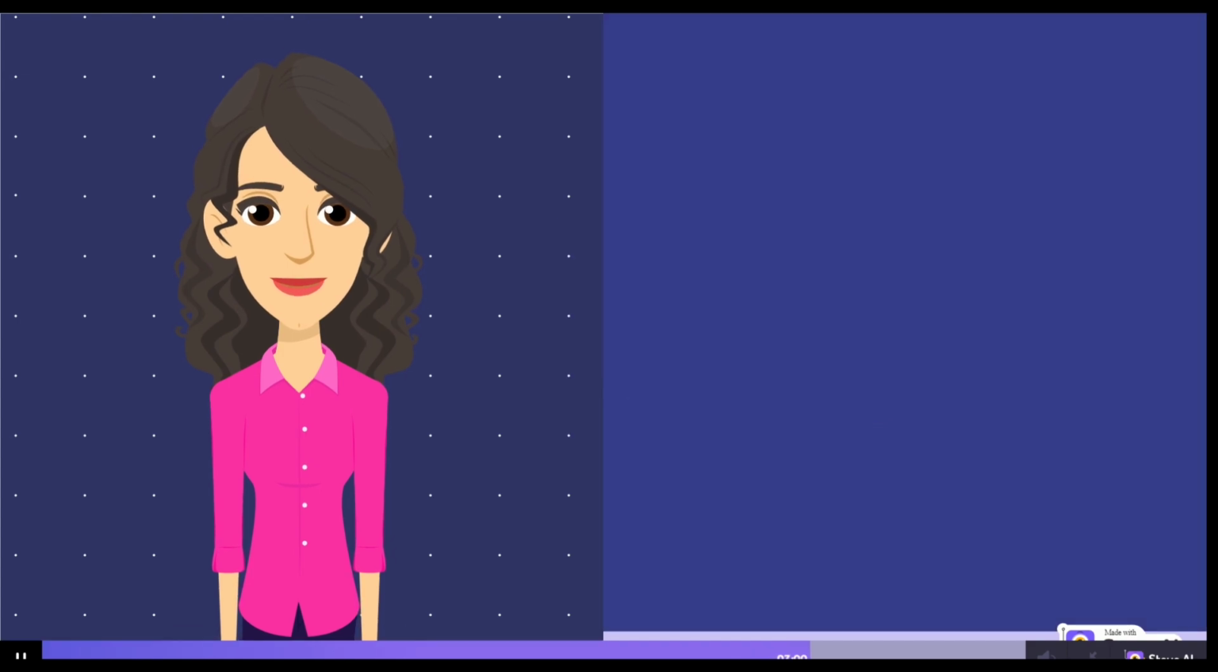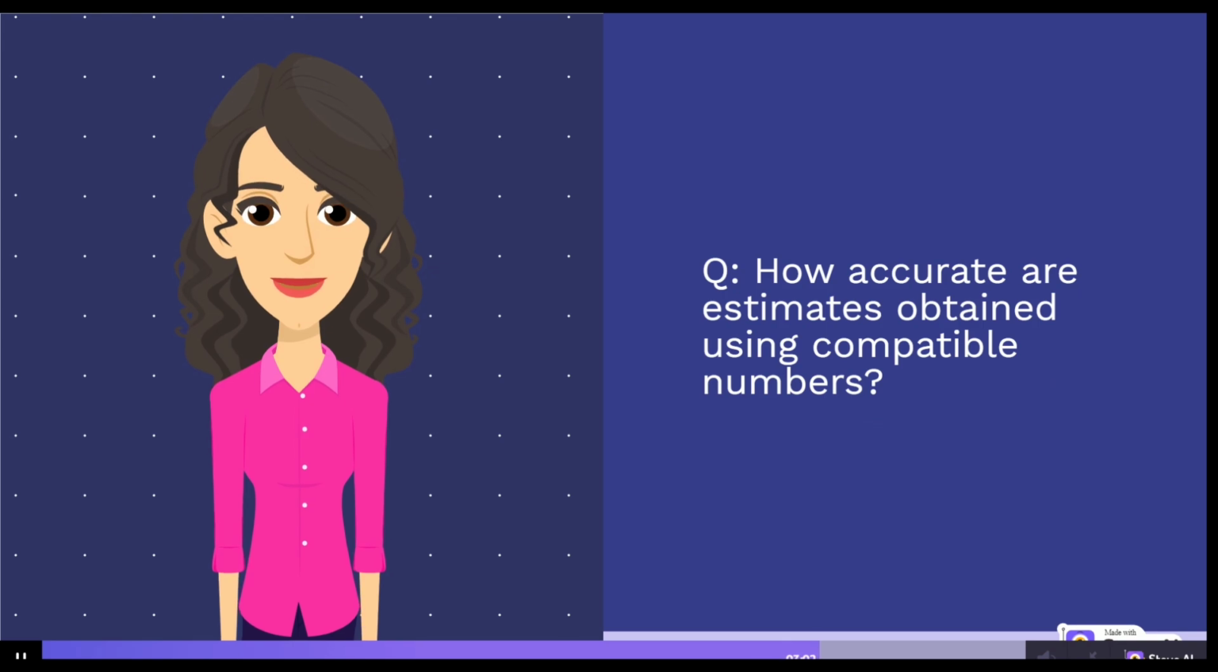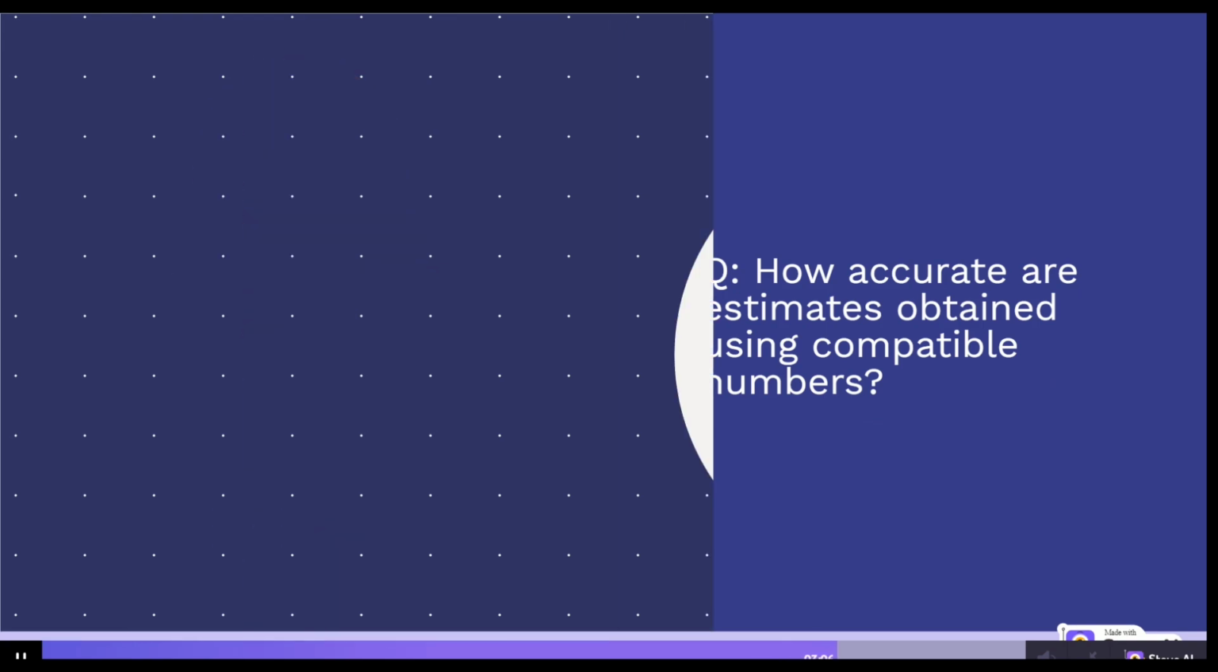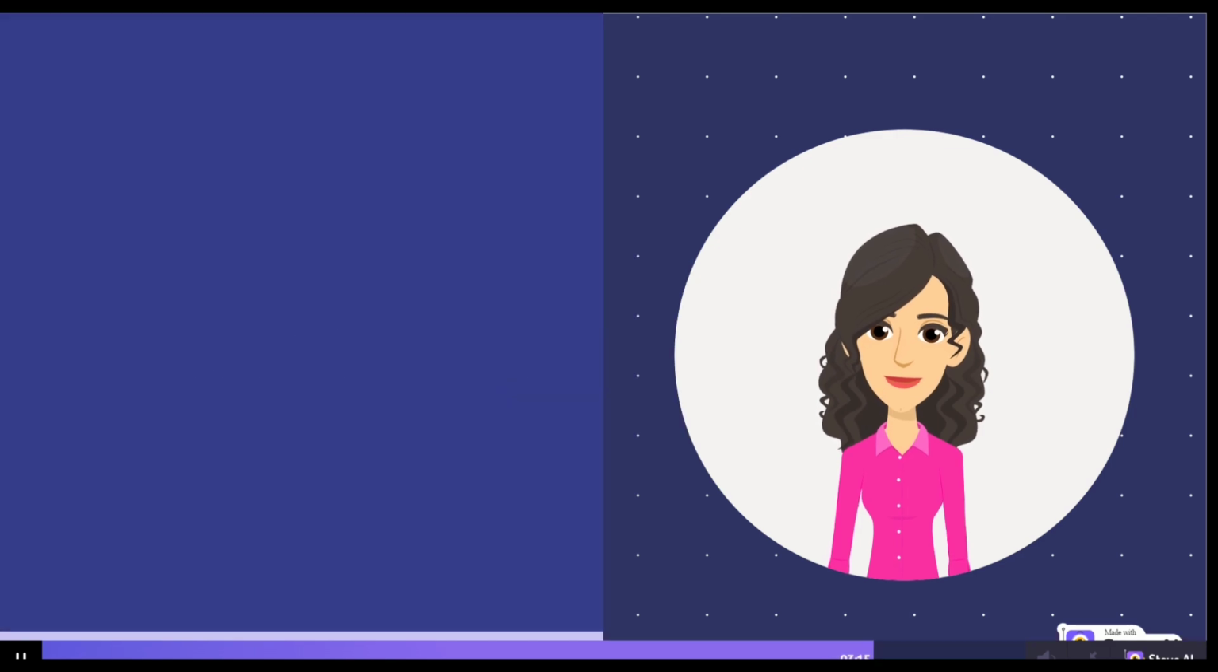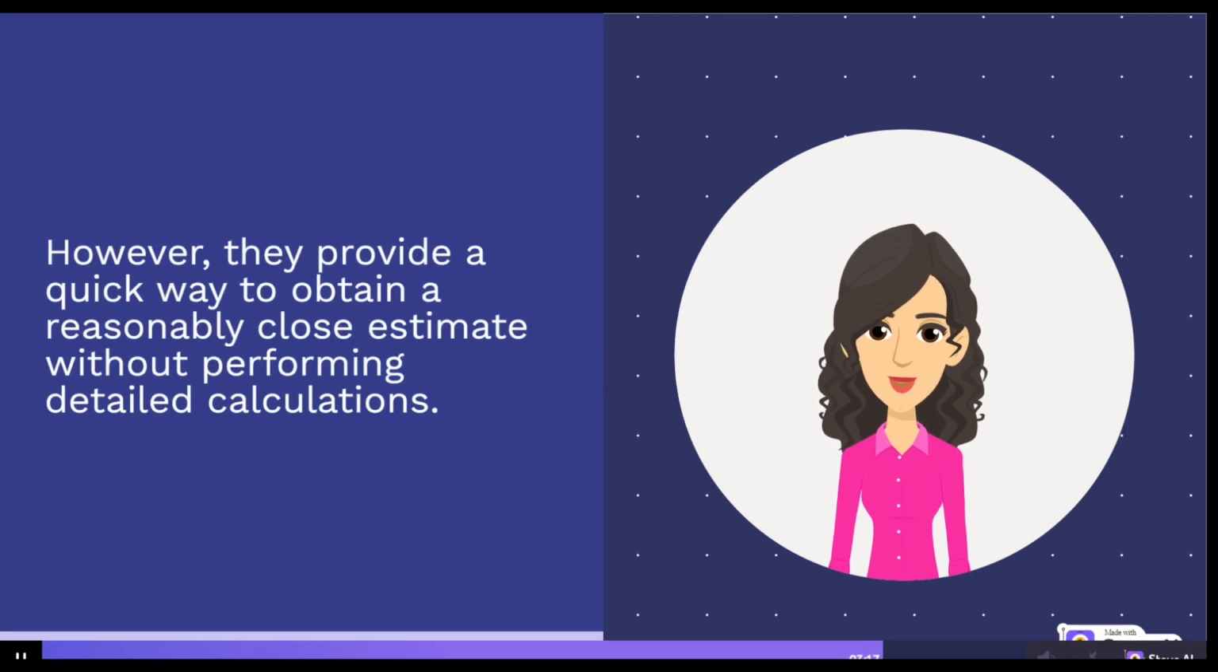Q. How accurate are estimates obtained using compatible numbers? A. Estimates obtained using compatible numbers are approximate and may not always match the exact quotient. However, they provide a quick way to obtain a reasonably close estimate without performing detailed calculations.